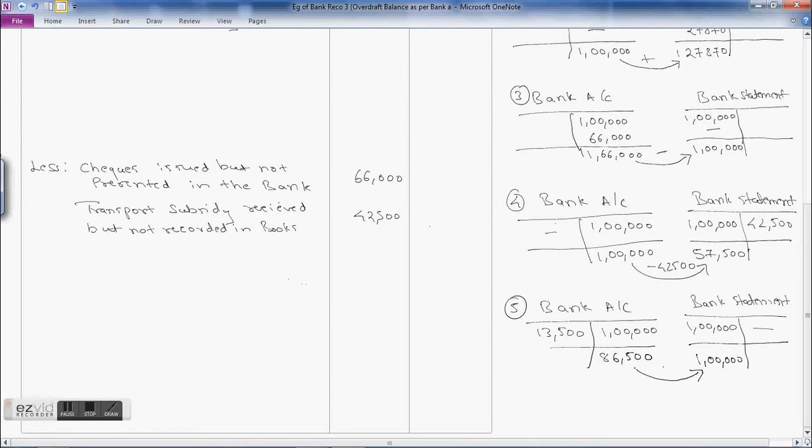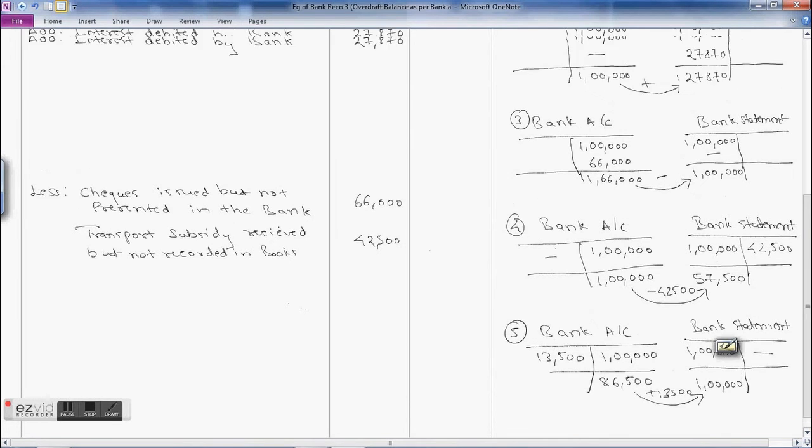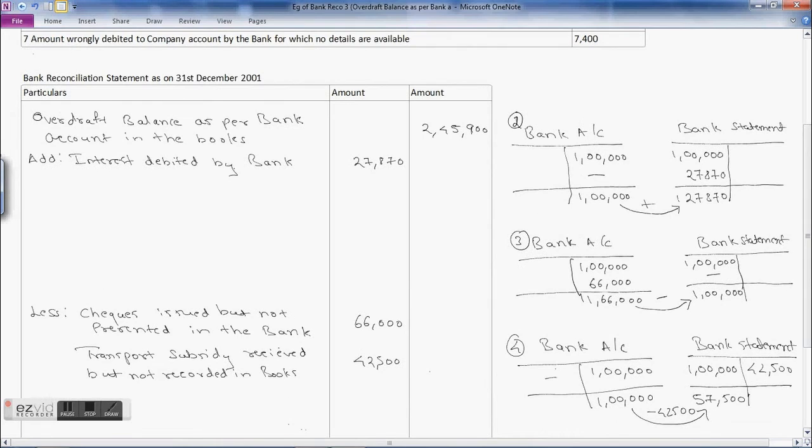So we have to go from bank account to bank statement. So what we have to do? We have to add 13,500. So in our bank reconciliation statement, I'll put it as: add draft deposited in the bank but not yet credited. Okay, and what is the amount? 13,500.